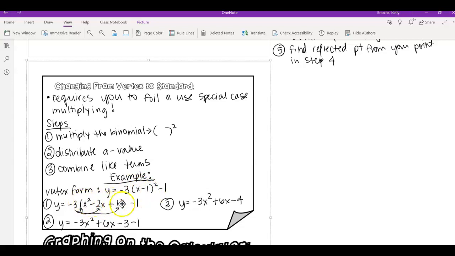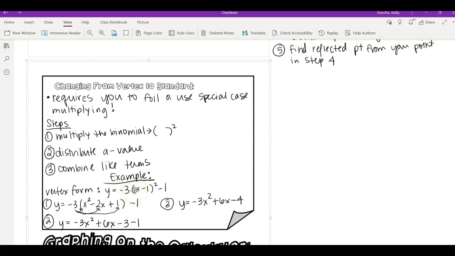That's in the parentheses now. Then I'm going to take my negative 3 and distribute it to all those terms. So I get negative 3x squared plus 6x minus 3. That negative 1 is just hanging out on the end there for a while. And then finally, I want to combine those two like terms at the very end, and that's how I get my minus 4. So negative 3x squared plus 6x minus 4 is the same standard form that I get for this vertex form graph.